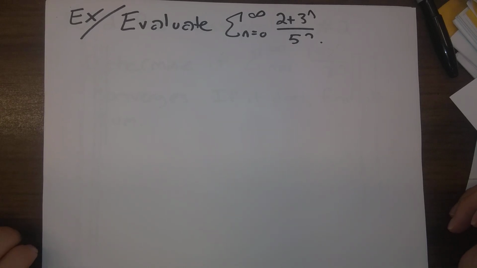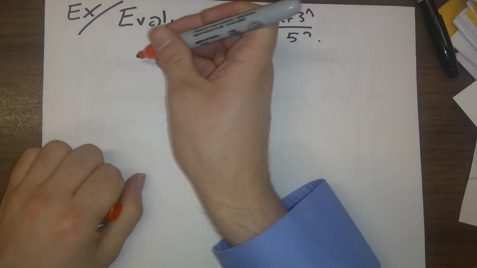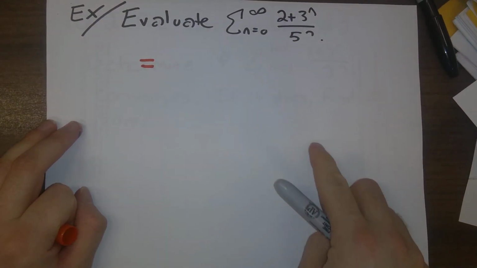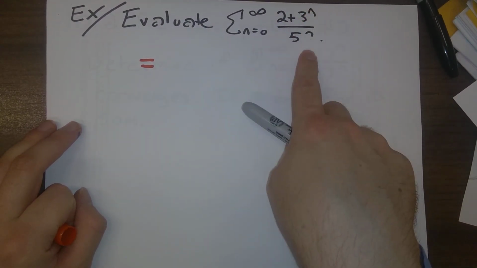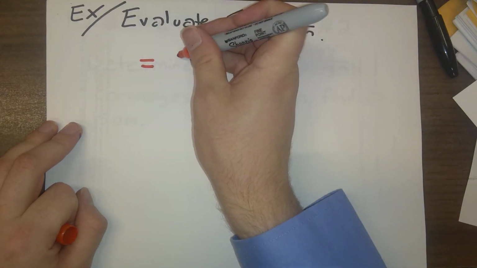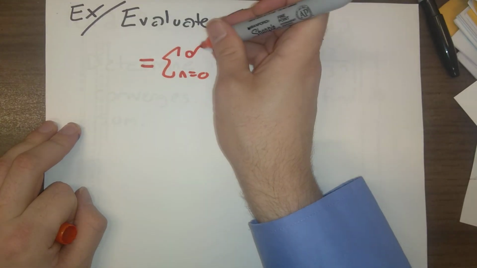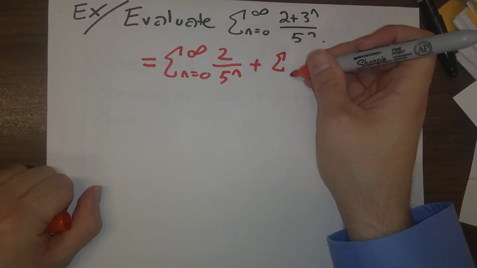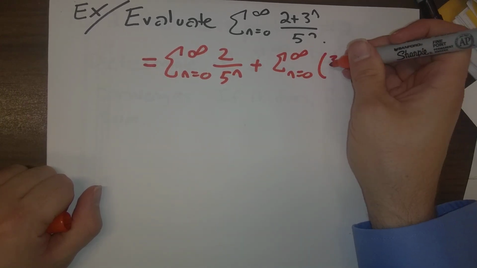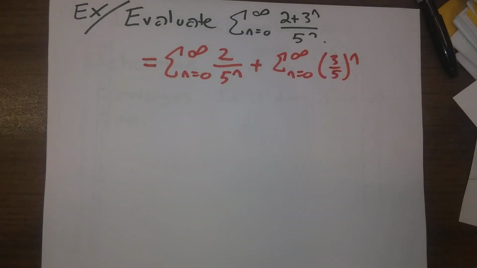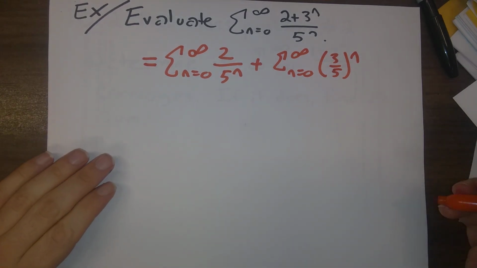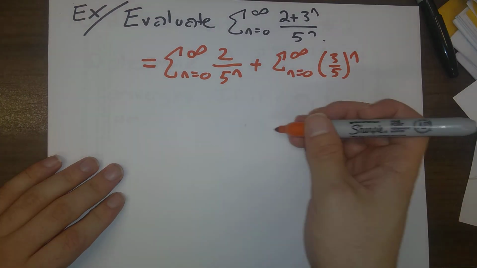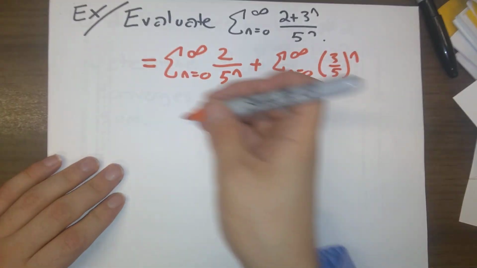Evaluate the series, the sum from n from 0 to infinity of (2 + 3^n) over 5^n. What we're going to do here is split this up as 2 over 5^n plus 3^n over 5^n. And so this is going to be the sum from n equals 0 to infinity of 2 divided by 5^n plus the sum from n equals 0 to infinity of 3^n over 5^n. So these are individually geometric series, and so we can find their values without too much trouble.